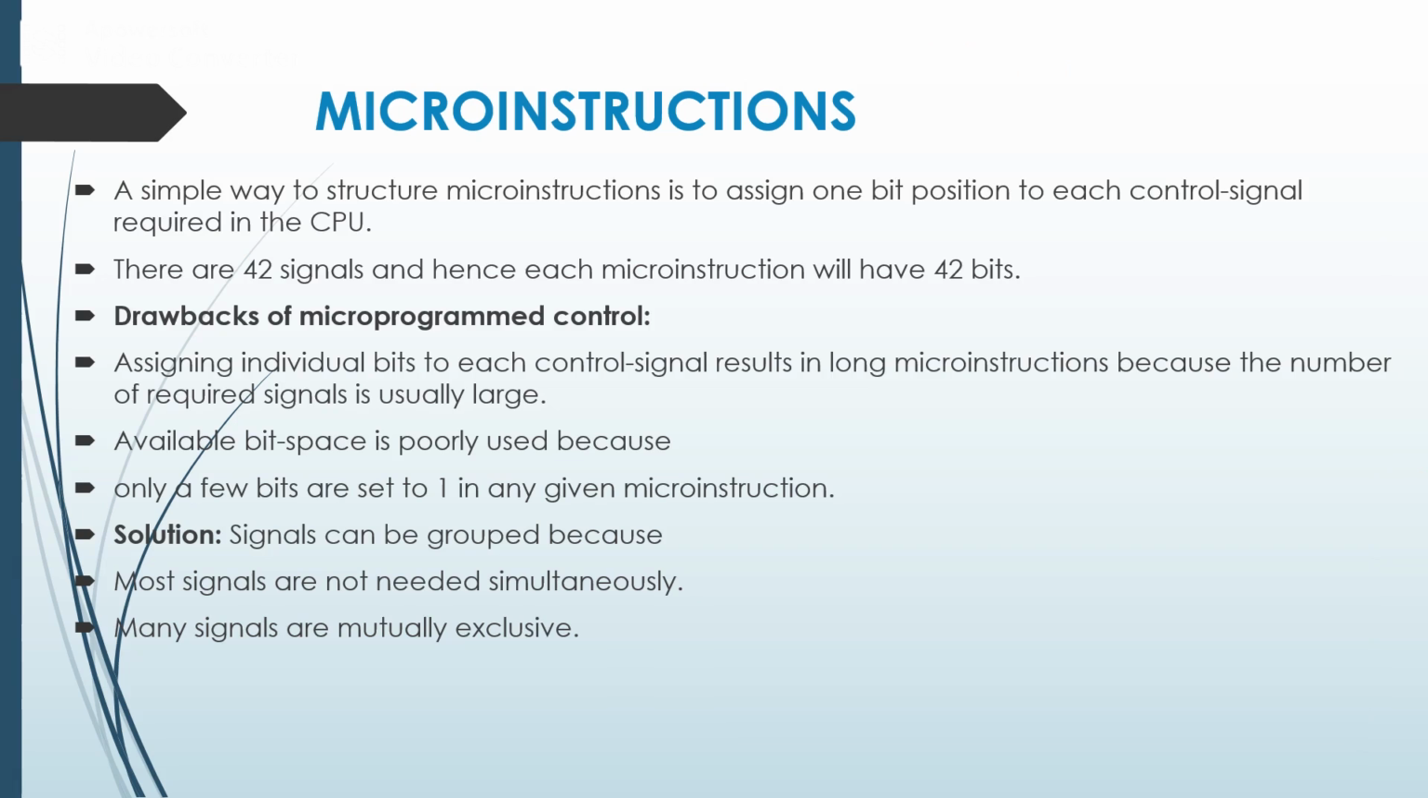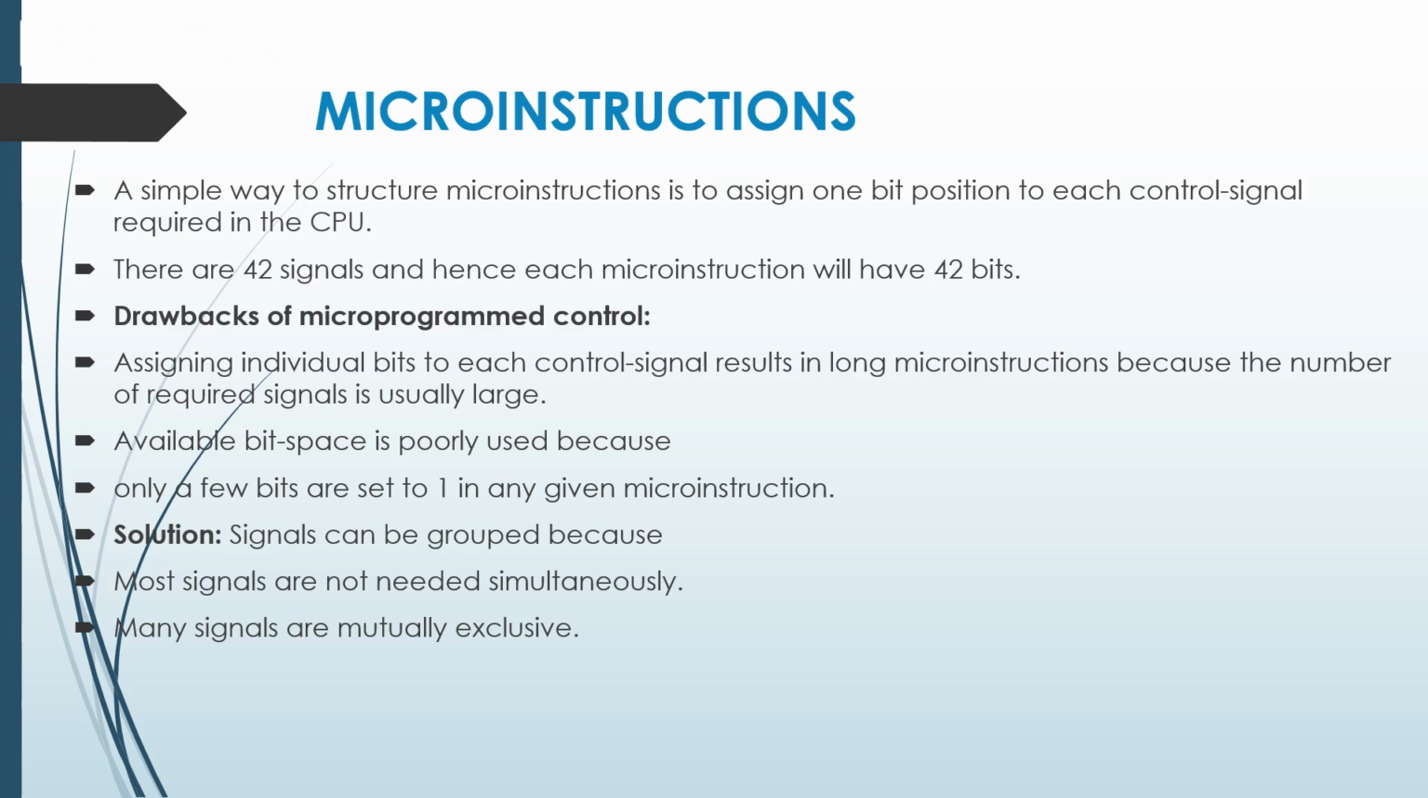So next we'll consider micro instructions. A simple way to structure micro instructions is to assign one bit position to each control signal required in the CPU. Suppose there are 42 signals available, then micro instructions will have around 42 bits.